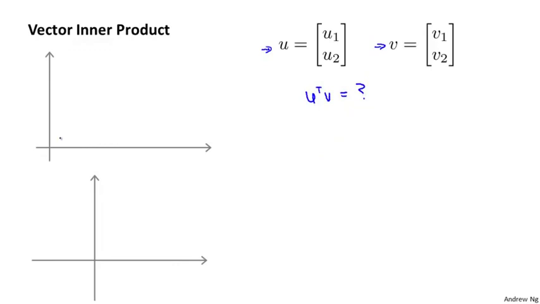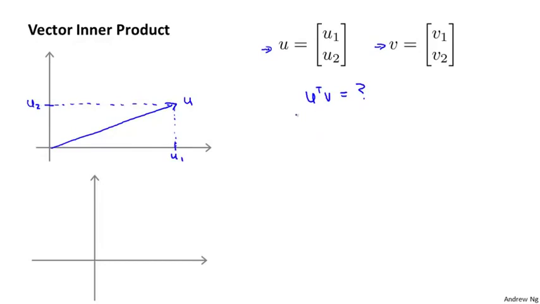U is a two-dimensional vector, so I can plot it on this figure. So let's say that's the vector u. And what I mean by that is, on the horizontal axis, that value takes whatever value u1 is, and on the vertical axis, the height of that is whatever u2 is, the second component of the vector u.